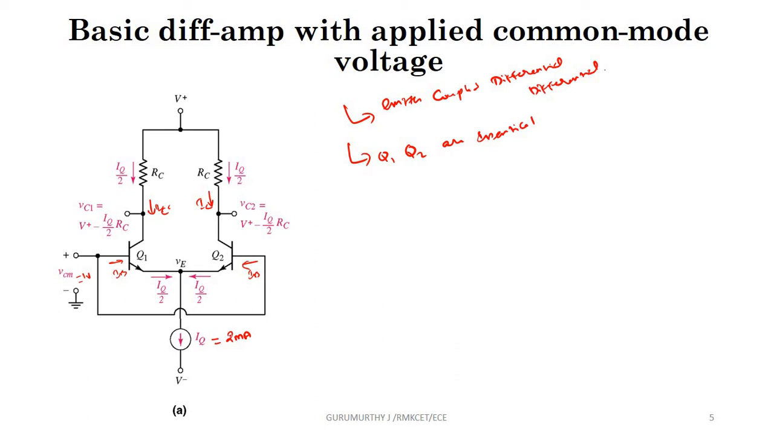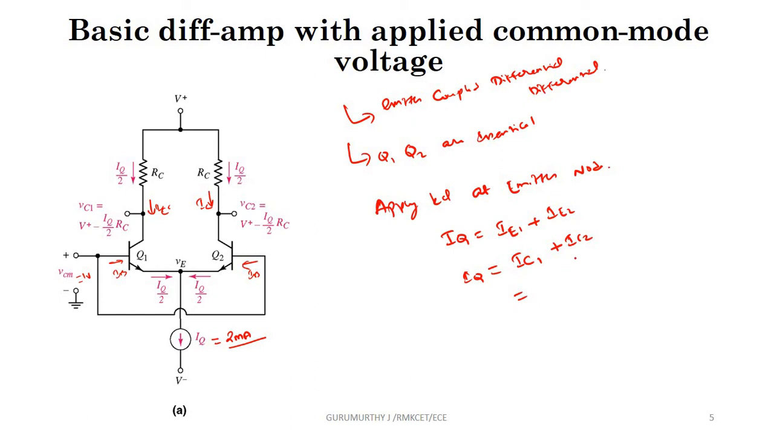For numerical values, if IQ is 2 milliampere, what will happen? Apply KCL at the emitter node. The outgoing current is IQ and the incoming current is IE1 plus IE2. IC and IE will be equal, provided beta is large. So IC1 plus IC2 equals IQ.